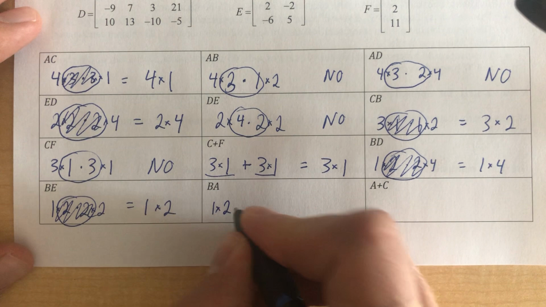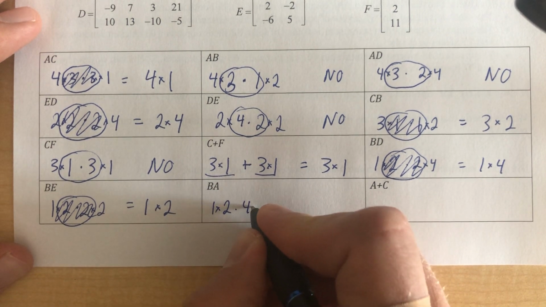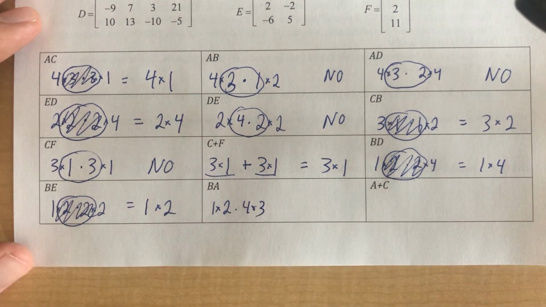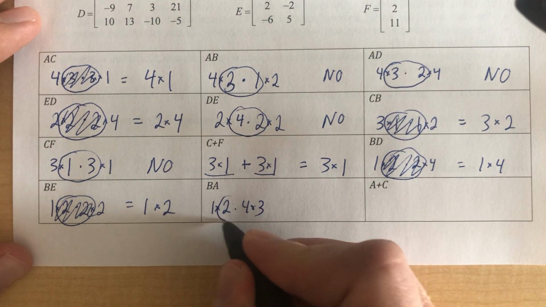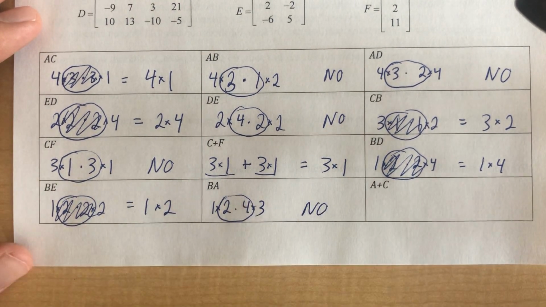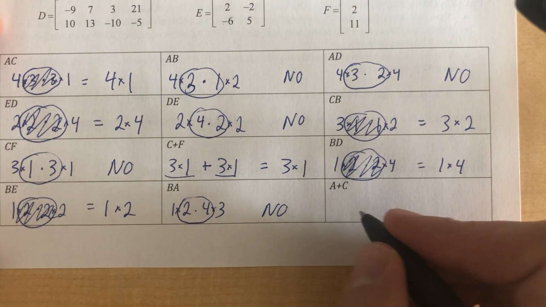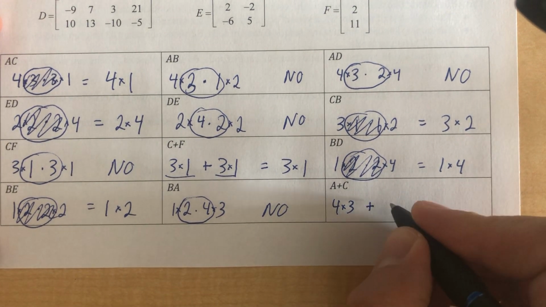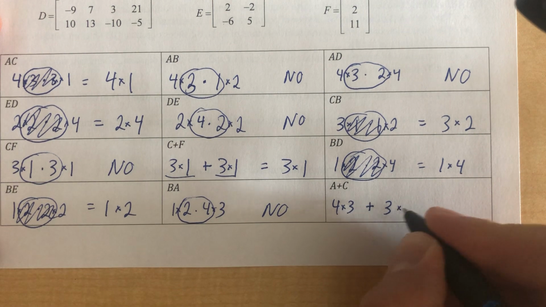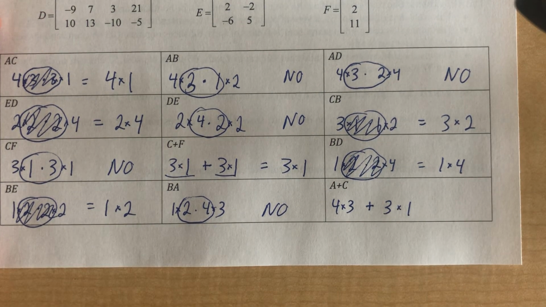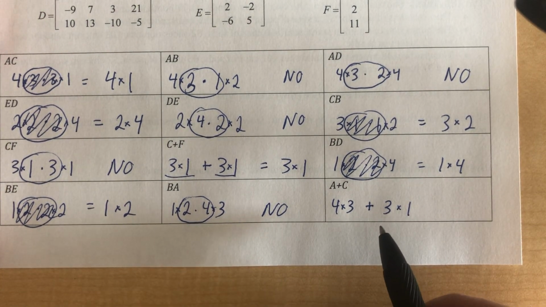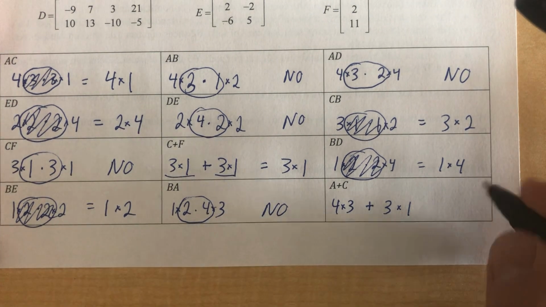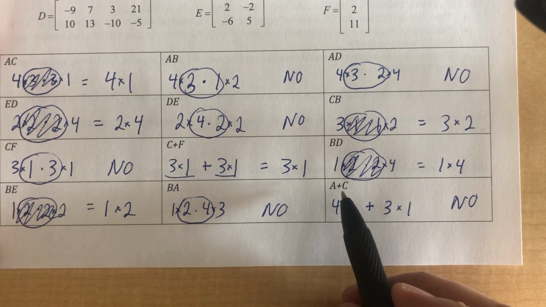All right, BA is a 1 by 2. We're going to multiply it by a 4 by 3. And no, we're not going to do that because these two do not match up. That one's a no. And final one, A plus C. We have a 4 by 3, and we're going to add it to a 3 by 1. And I do want to point out that we are adding, not multiplying. So you might say, oh, the 3's are the same. This one's still a no because we are adding.